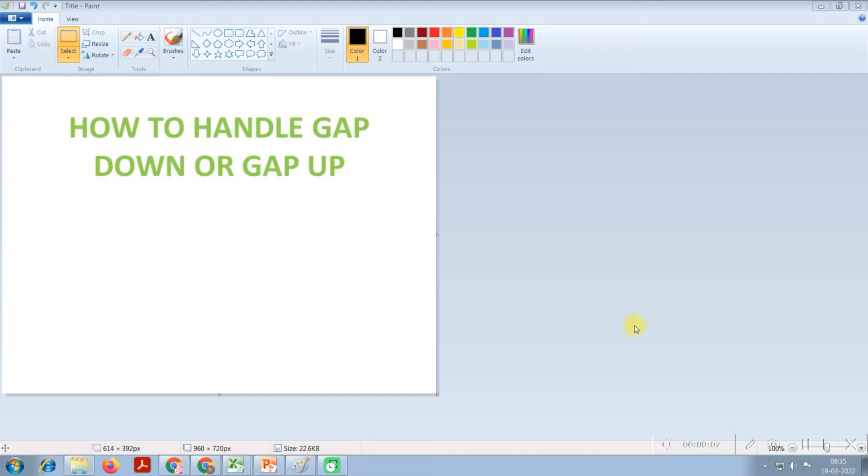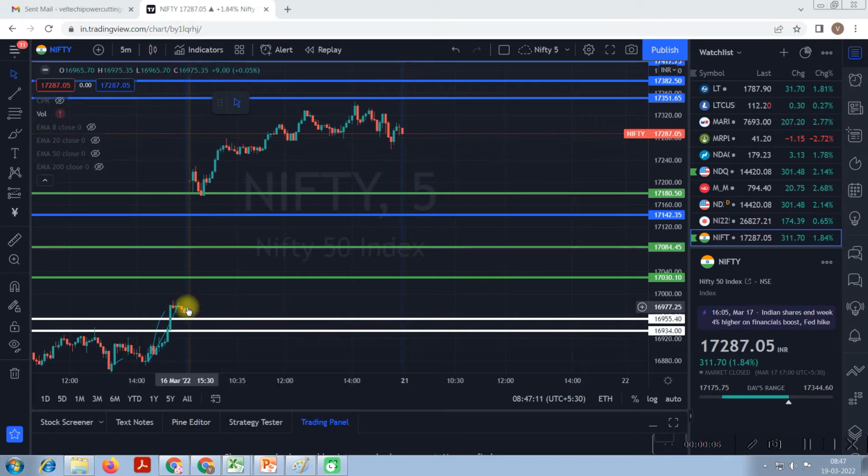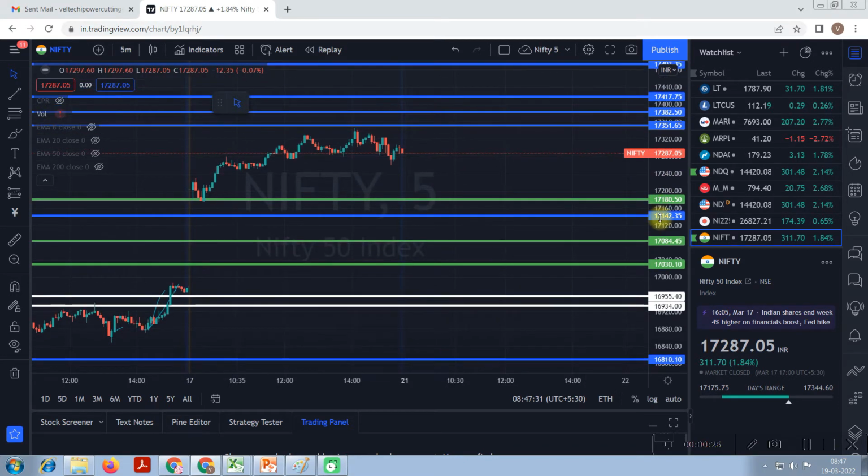Let us move to the chart and first understand what is gap down and gap up. On 16th March, the market closed somewhere around 16,977. On 17th March, the market opened around 17,200. This is called gap up. The gap between the previous day close and the current day opening is called gap up or gap down. If it opens on the downside, it is called gap down. If it opens on the upside, it is called gap up.